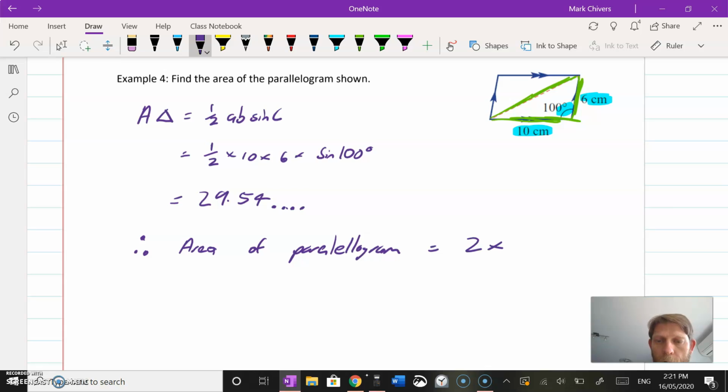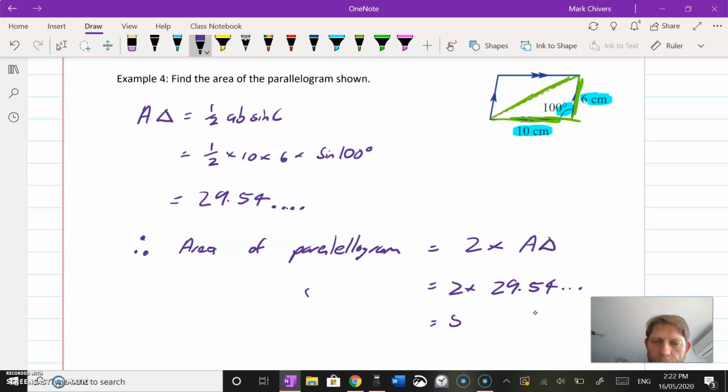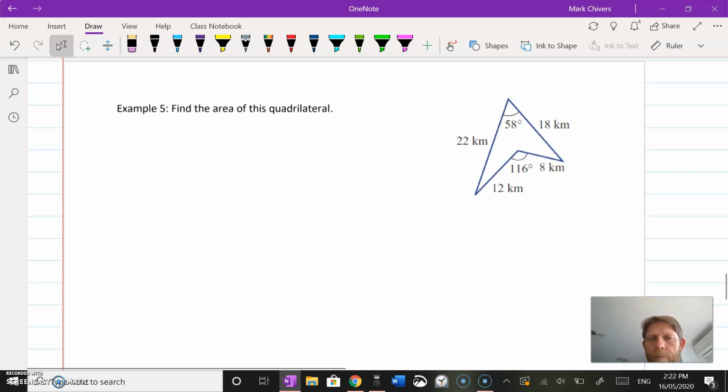equals 2 by area of the triangle, which is going to be 2 times 29.54 dot dot dot, whatever that was in the calculator. So I just pick up the calculator and I can go 2 times the answer. That's going to give me 59.1 centimetres squared, because it's the area of the parallelogram that we found. And our final example here.